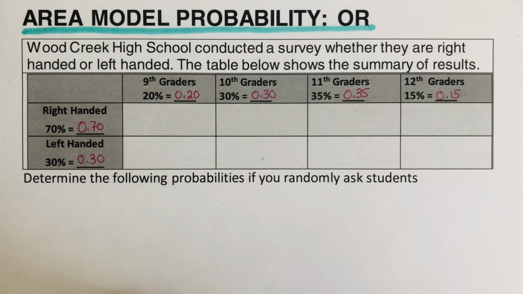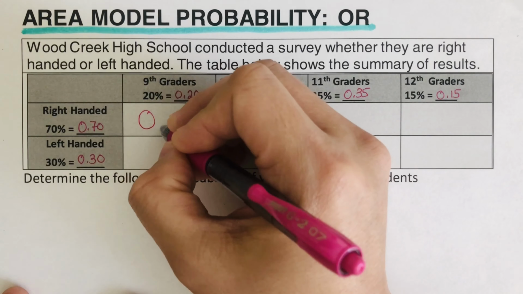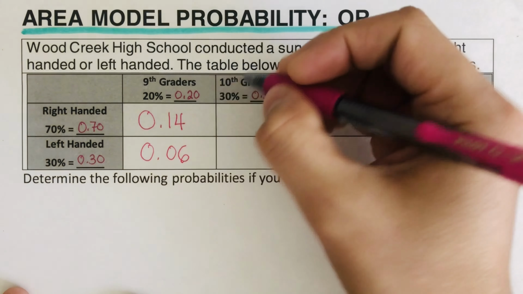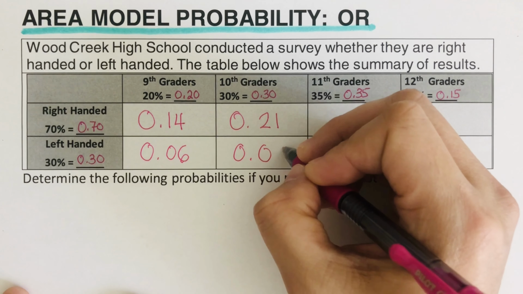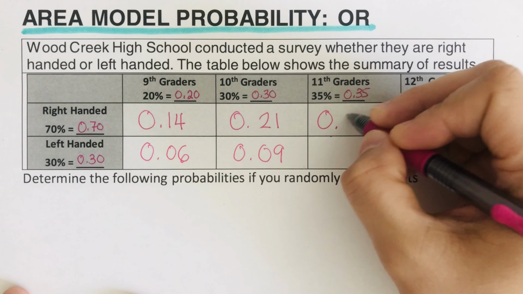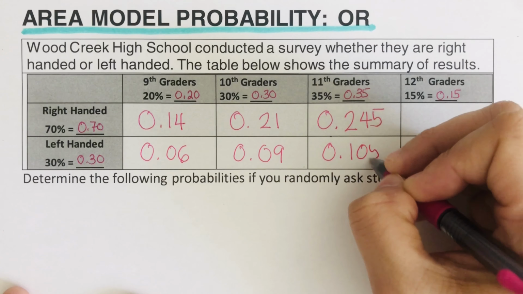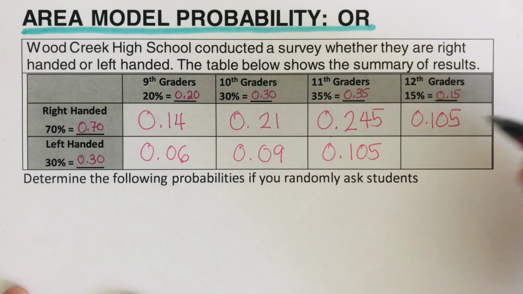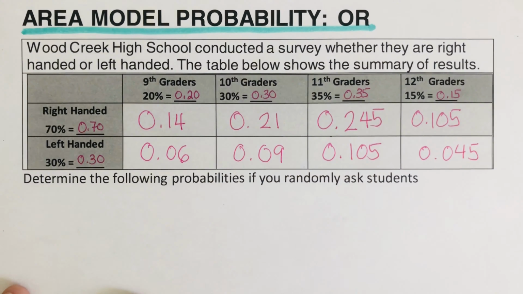Okay, so let's see what you got here. Using a calculator, we multiply these two numbers here. These are the answers: 0.14, 0.06, 0.21, 0.09, 0.245, 0.105, 0.105, and this is 0.045. Okay, now we are going to determine probabilities.